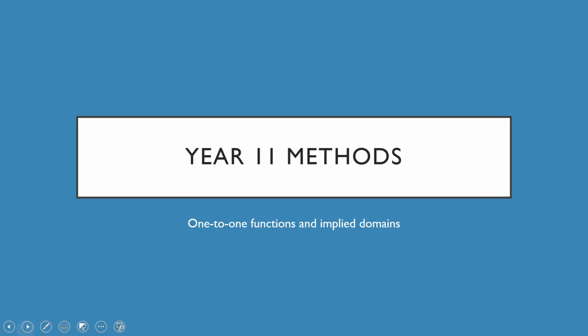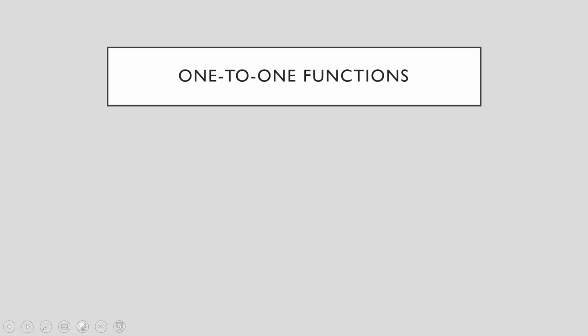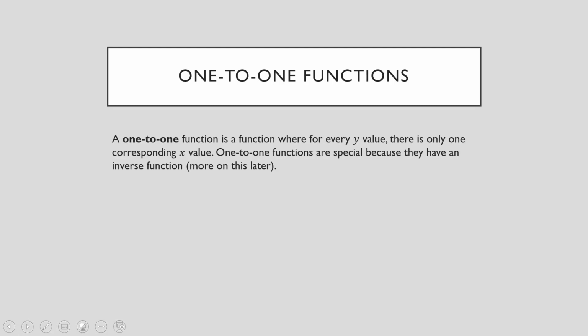So first of all, one-to-one functions. In the last series we looked at what functions are, what makes something a function rather than just a relation of some kind. Now that we know what a function is and how we can test for whether or not something is a function, there's a very specific class of functions which are called one-to-one functions. Okay, so let's have a look at the definition.